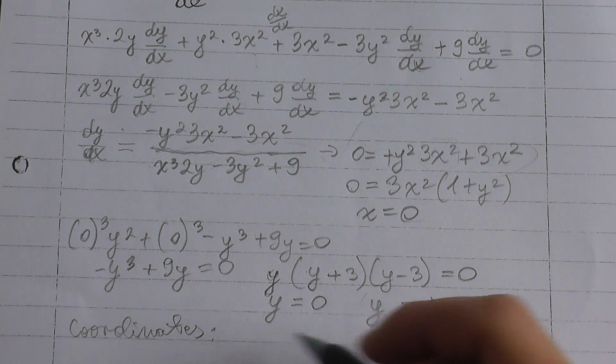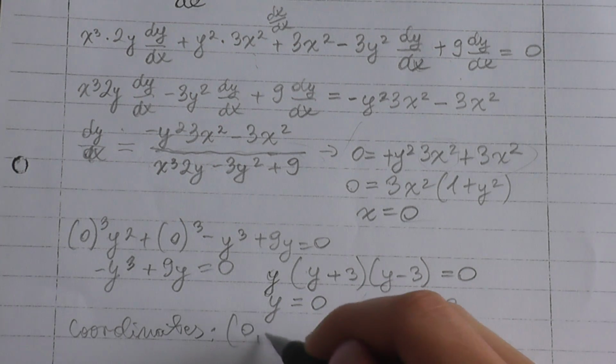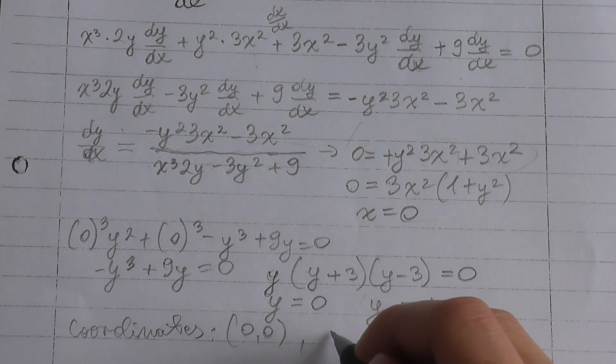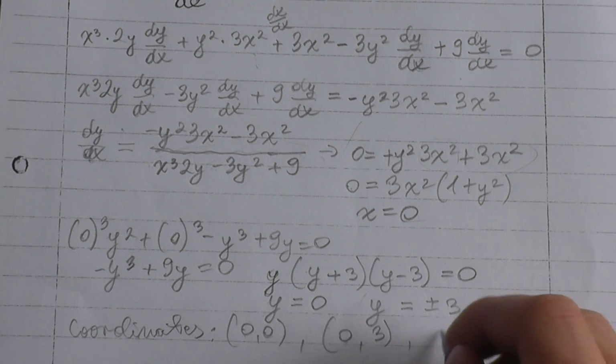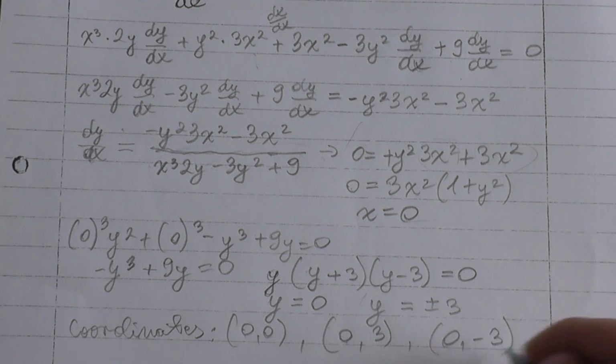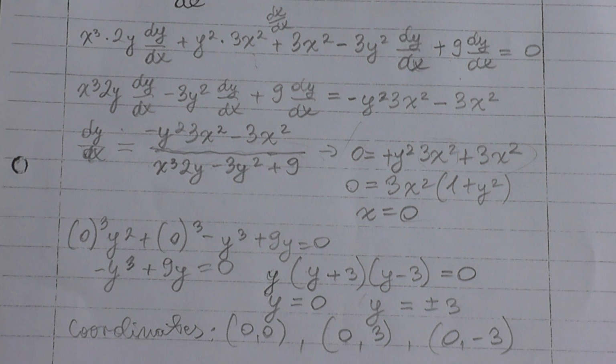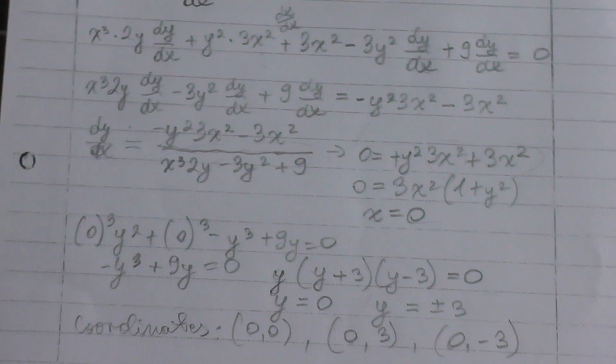That was very badly written. To be 0, 0, 0, 3, too many commas, 0, minus 3. And these three are our coordinates.